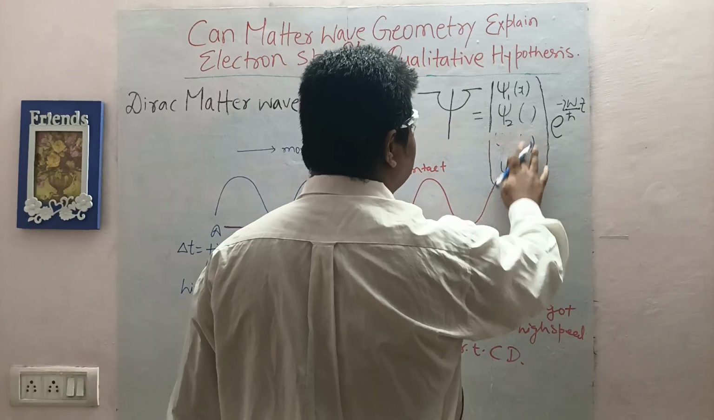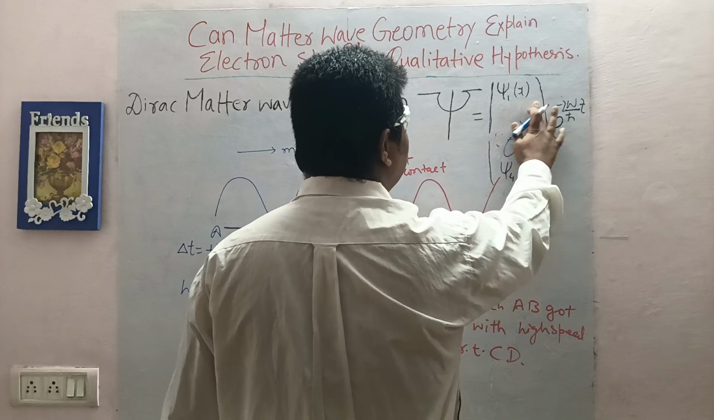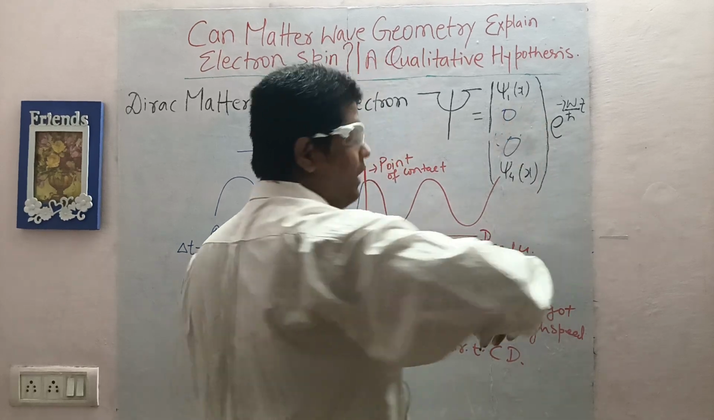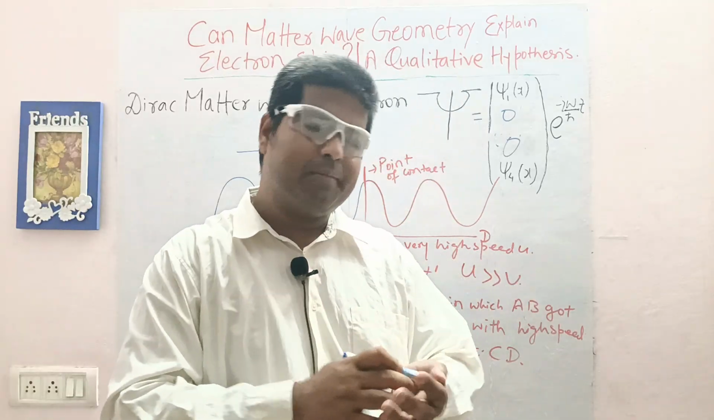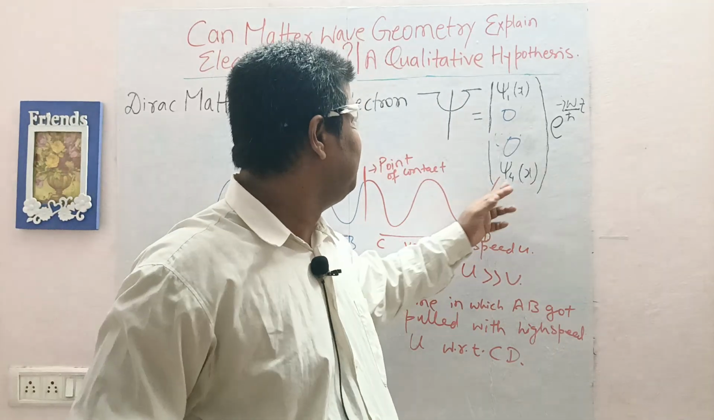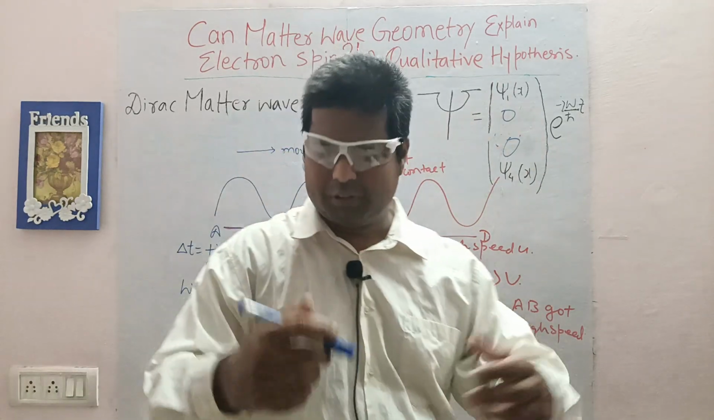Two of them are 0. If this is 0, maybe this might be 0. So out of the 4, only two have values. One has a major value, another has a minor value, and the rest 2 are 0. And they switch their position to get the positron.